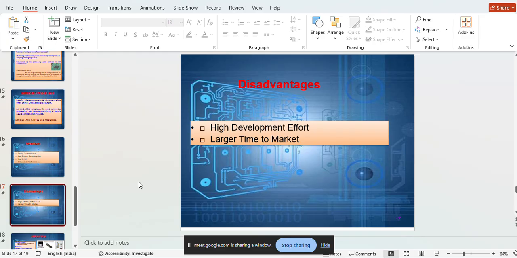Here we need a testing department, a manufacturing department, and hardware PCB designing. So these types of teams we require to build an embedded system product. That's why we need high development effort and high investment. Then, larger time to market.